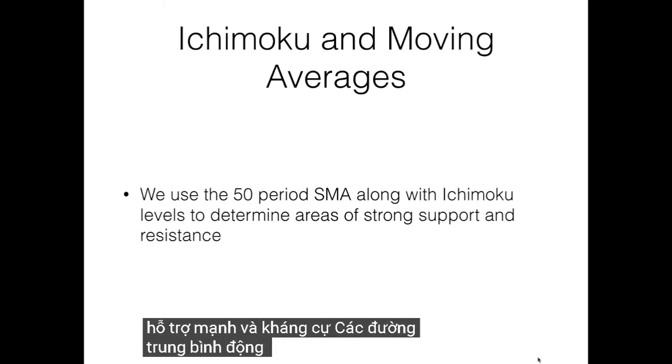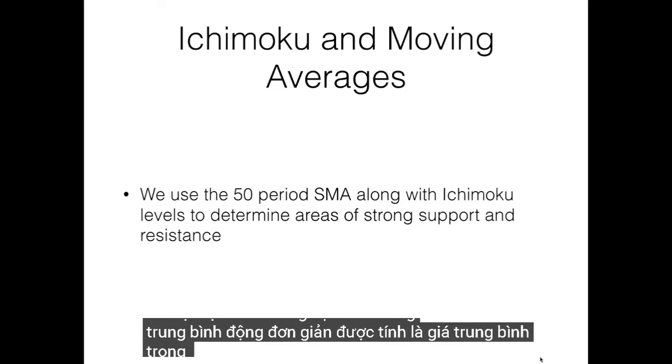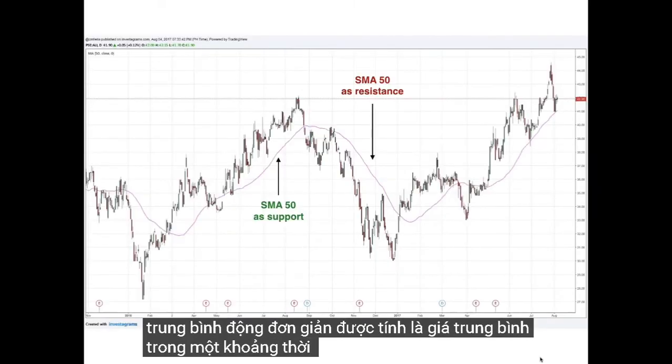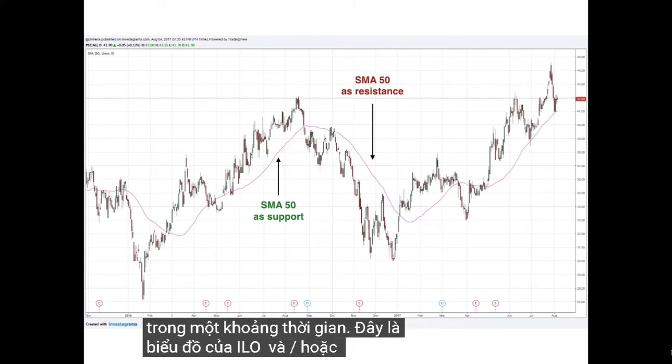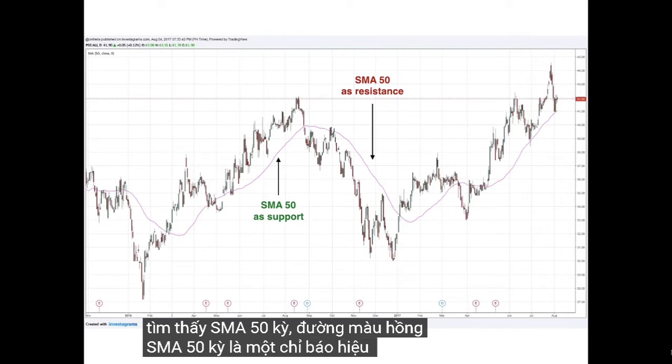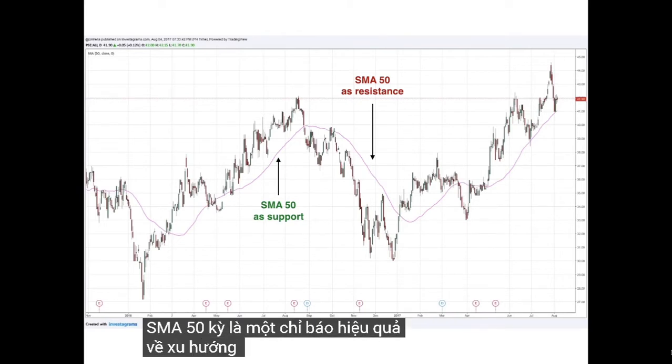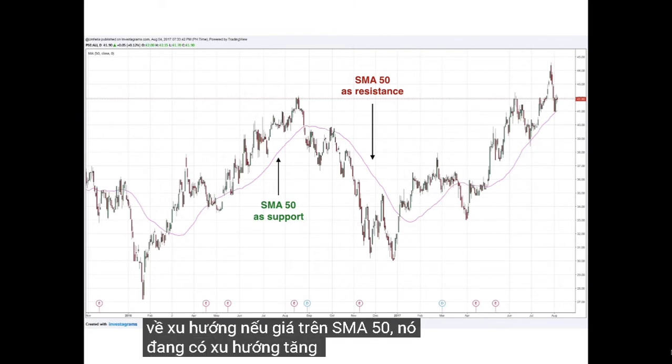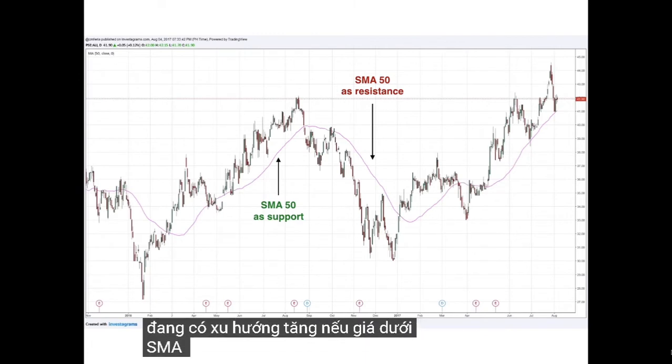Simple moving averages are computed as the average of prices over a period of time. Now here's the chart of Ayala Land, or ALI, where we find the 50-period SMA, the pink line. The 50-period SMA is an effective indicator of trend. If price is above the 50 SMA, it is on an uptrend. If price is below the SMA 50, it is on a downtrend.